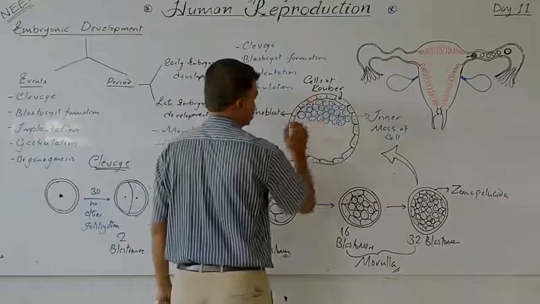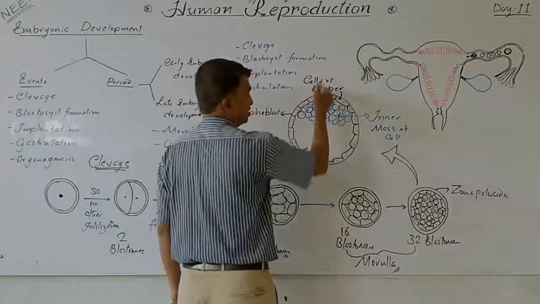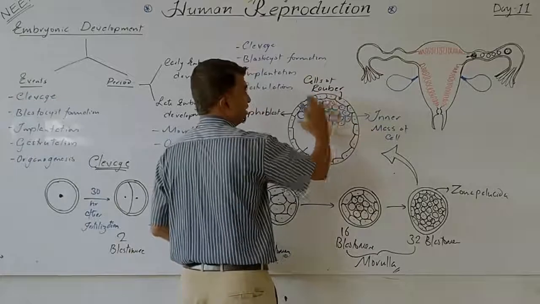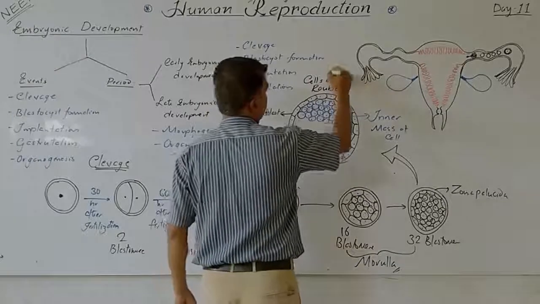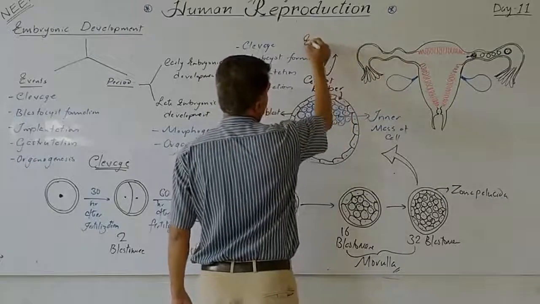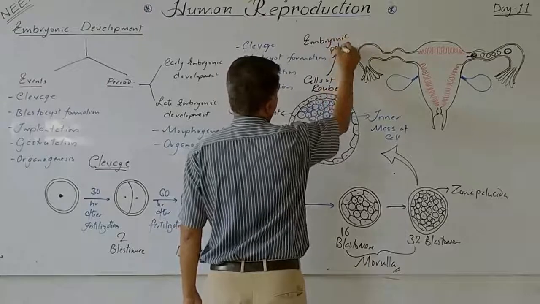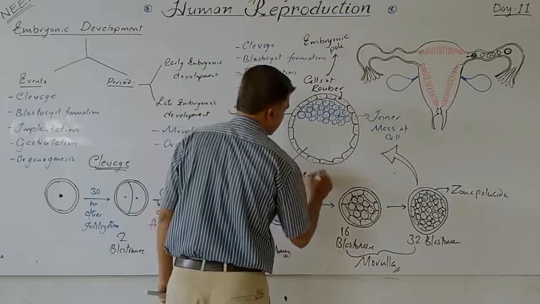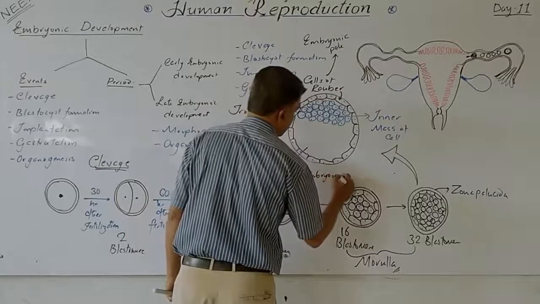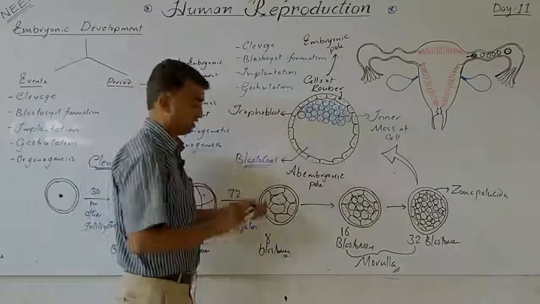This is the trophoblast. The end where the inner mass of cells is attached is called the embryonic pole, and the opposite end is called the abembryonic pole. So this is the blastocyst.